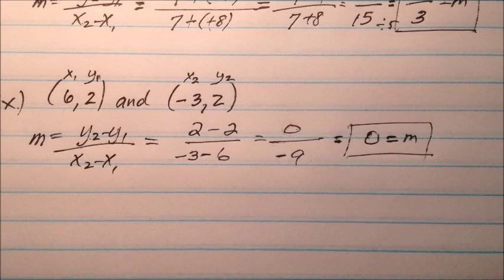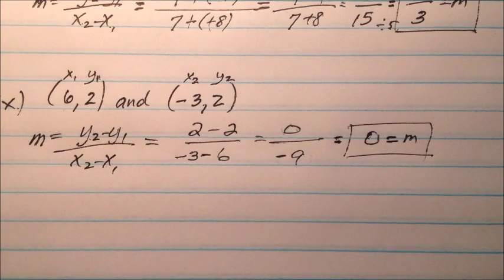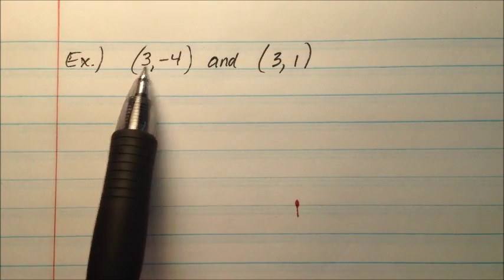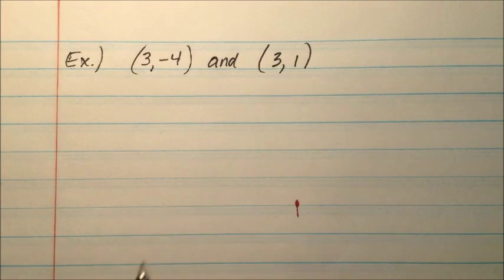And remember, the slope, that's 0, is going to be a horizontal line. We'll talk more about that in a later video. In our fourth example, we have the points here, (3, -4) and then (3, 1).